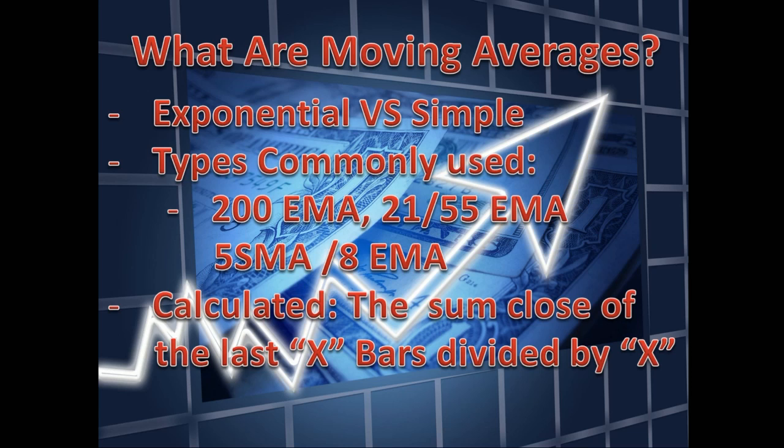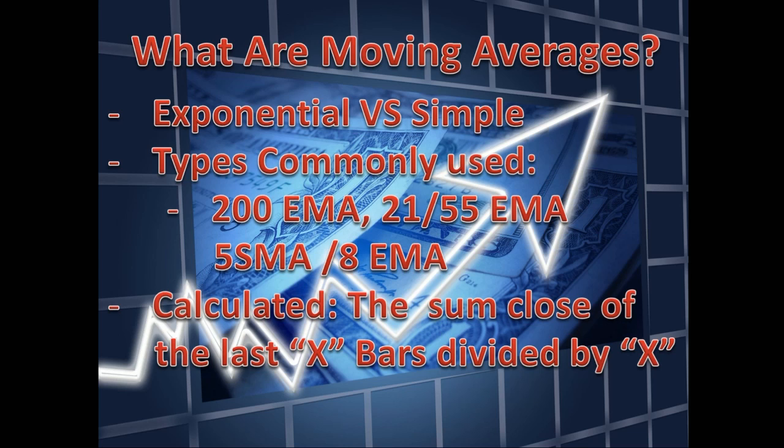The common types of moving averages used are mostly exponential, though there is one simple in here actually. It's the 200 EMA, and that is your general trend line identifier, just to let you know where the market is going. Is it up or down? If the market's above the 200, it's going up usually. If it's below the 200, it's going down usually. There's the 21 and 55 EMA, which are incredibly useful for determining market speed and determining how strong the market is at that time.